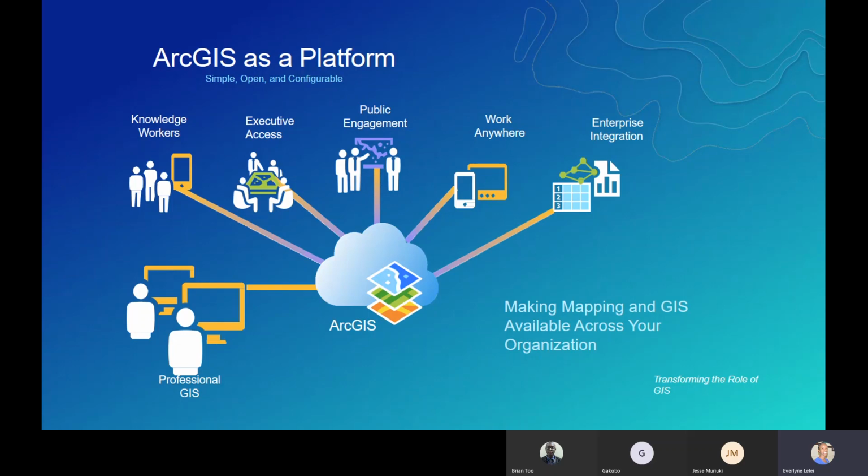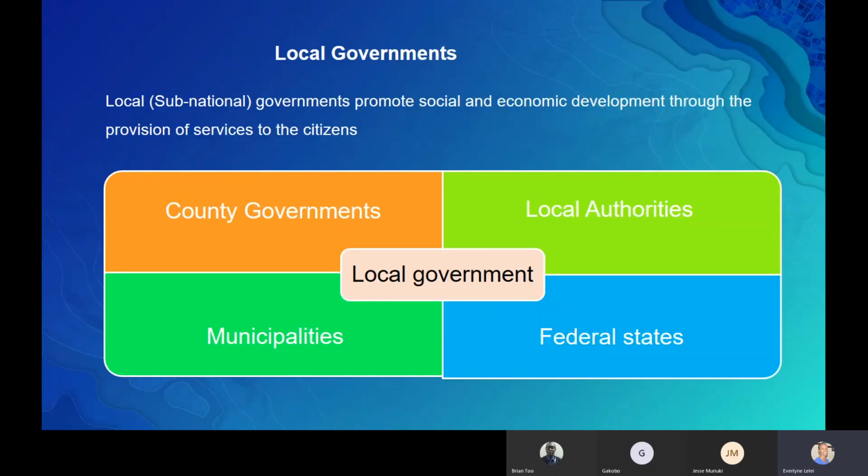So what we're going to look at today is based on this platform, the ArcGIS platform. Then, of course, we are looking at local government. So when we talk about local governments, we're mainly talking about the subnational governments. And these are mainly decentralized units of government. So we are talking about the 47 counties in Kenya. We're talking about the local authorities in Kenya and Tanzania. We're talking about the municipalities. We're talking about federal states if you're in Ethiopia. So all these decentralized units of governance form what we are calling the local governments.